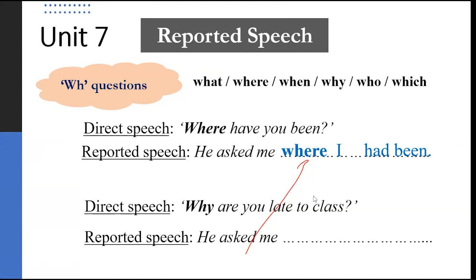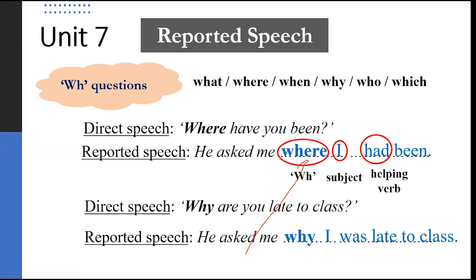Okay, just to make sure again, when we change to reported speech, we have to pay attention to the main verb. Okay, you have to put the WH word at the beginning, you put the subject, and you ask yourself, where is the main verb? If it's present, you change it to the past. If it's past, إذا مثلا كان عندنا why did you come late to class؟ did هو ماضي، فممكن أستخدم why I had come late to class. بس ما عندي ماضي. Okay, it's present, so it changes to simple past.